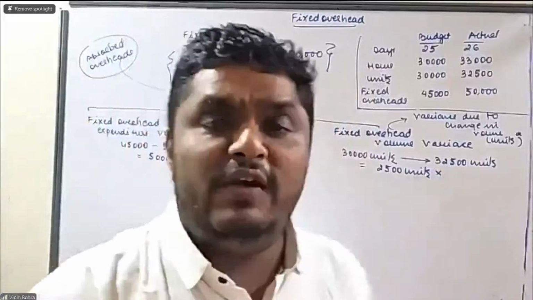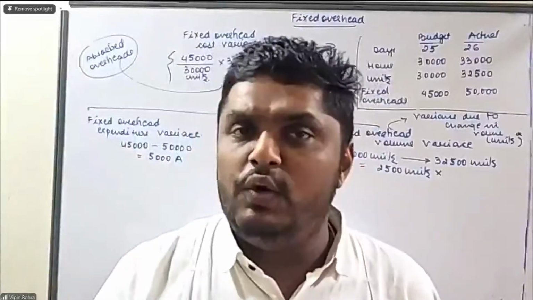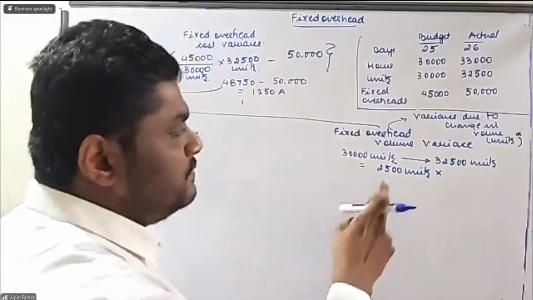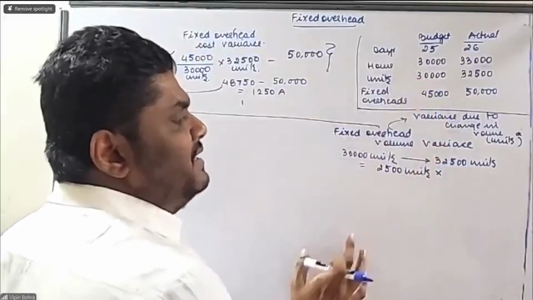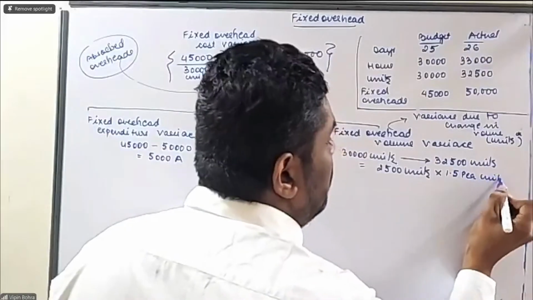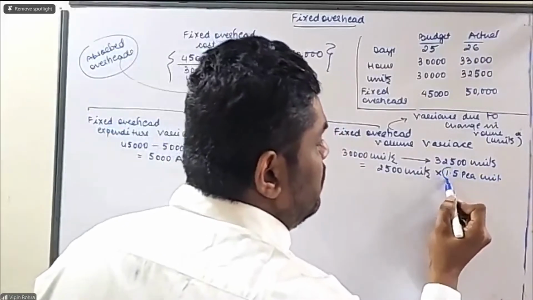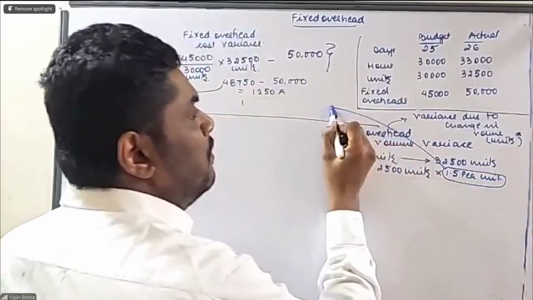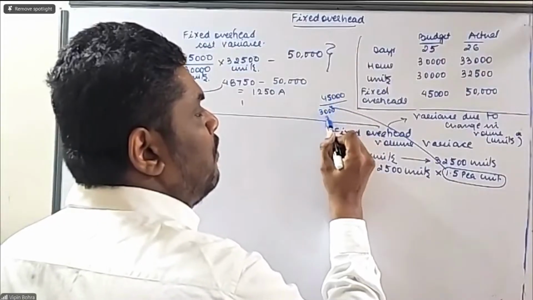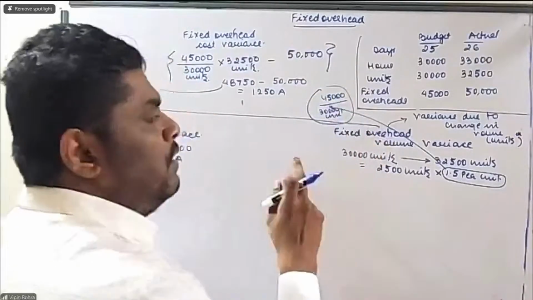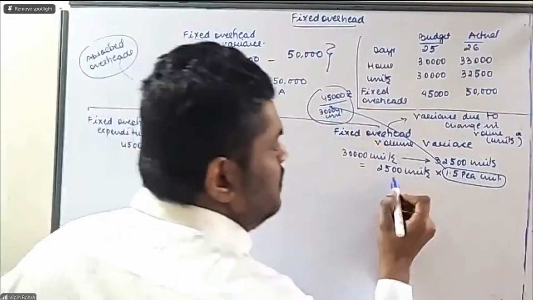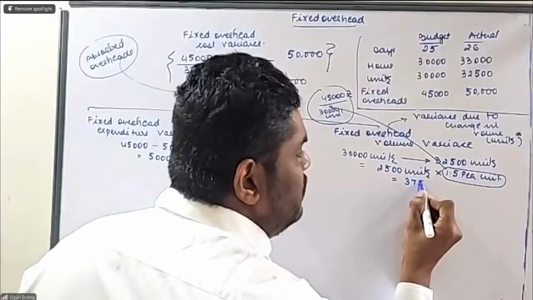Herein into the standard rate, very important, guys. Herein we'll be taking the standard rate only. Now, since these are units, we'll be taking the rate per unit. So the rate per unit will be 45,000 divided by 30,000, so it will be 1.5 per unit. So here it will be 3,750 favorable.